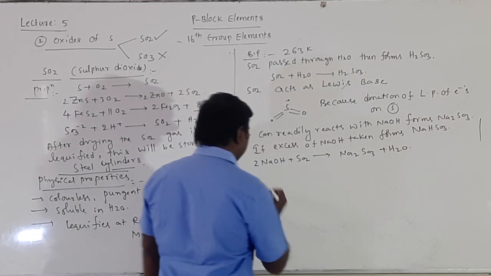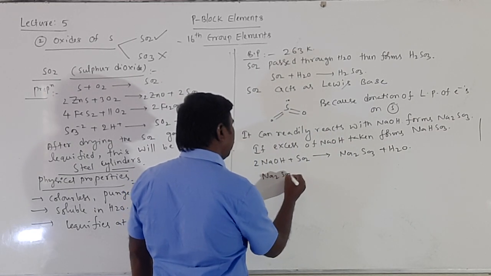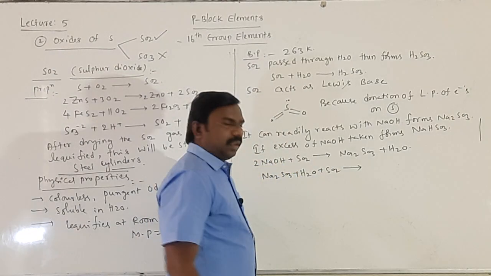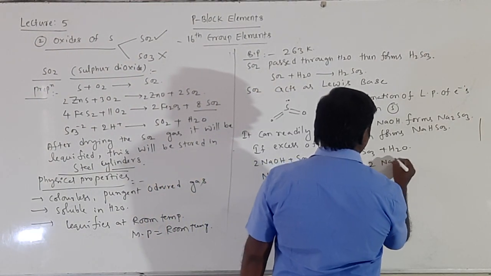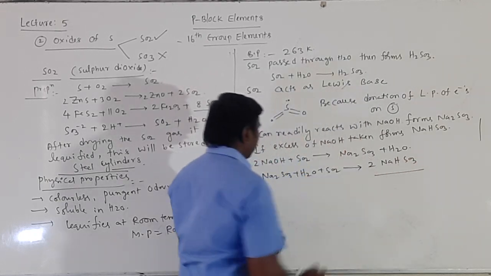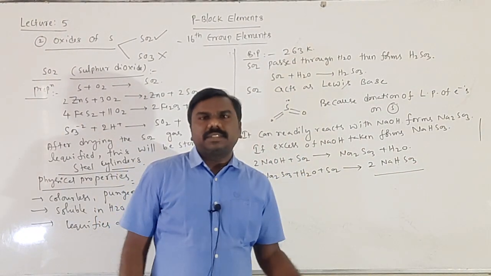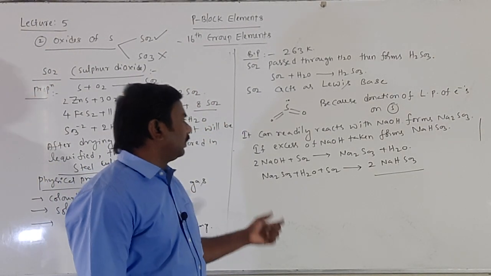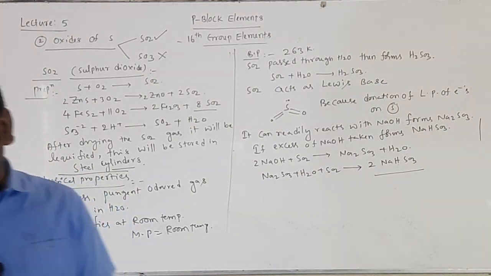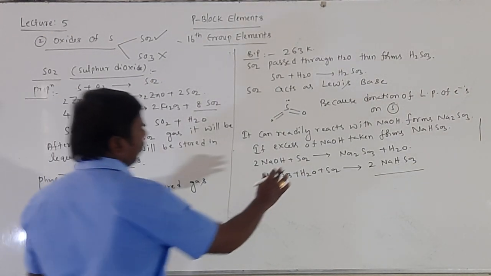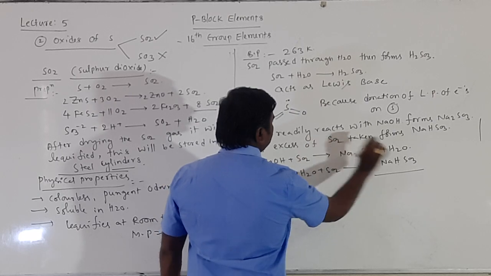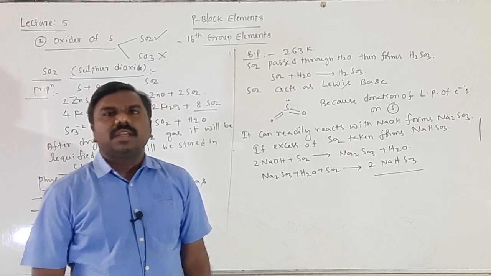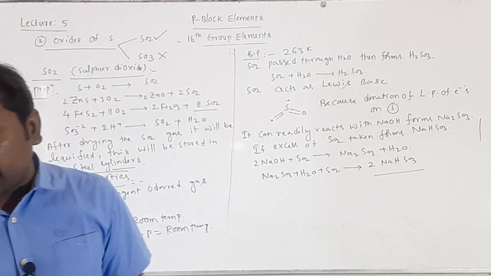If I take excess, this Na2SO3 plus H2O, again SO2 if I take, then forms 2NaHSO3. If you took excess of SO2, then forms NaHSO3. If a small amount of SO2 is taken, then forms Na2SO3, a lot of difference it is.